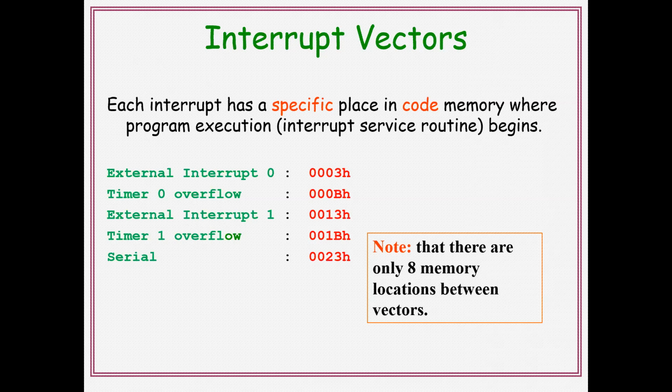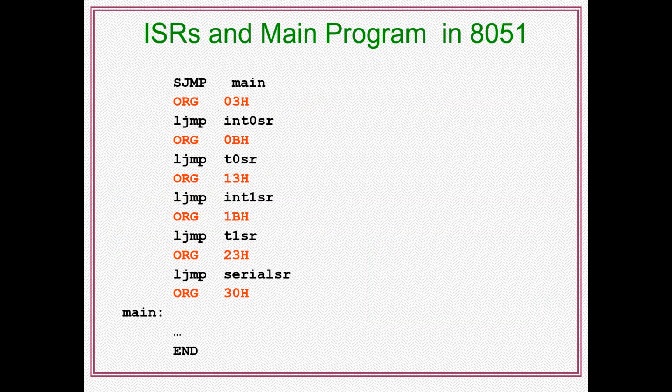If that interrupt service routine is simple or completed within these 8 memory locations, then you can write the total program here. Otherwise, you can create a link. But for reset, only 3 locations are reserved. So this is the original structure of 8051 programming.